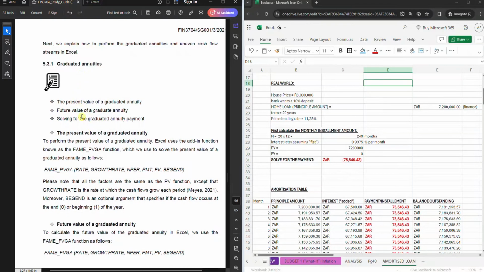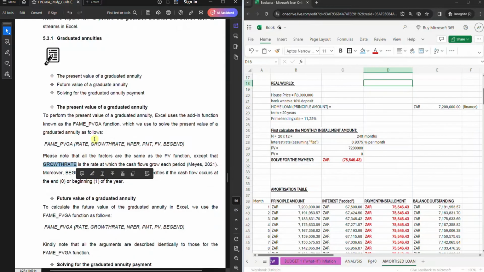Graduated, I think with this, they're looking at an increase, growth rates. So you can increase certain cash flows. You can increase the amount that you're contributing. So this would be, I see they call it a graduated annuity. It's also called a growing annuity, right? Growing because there's a growth rate.